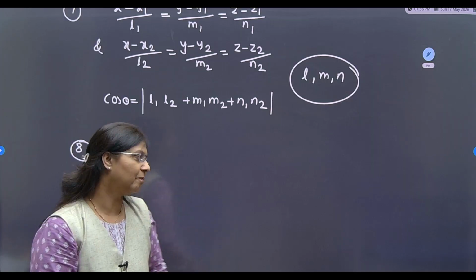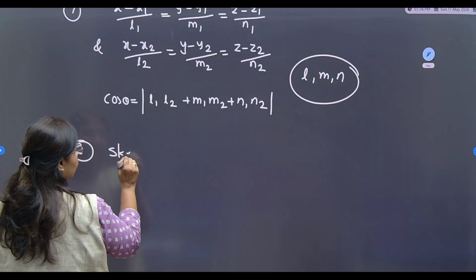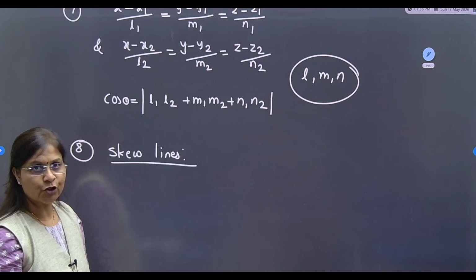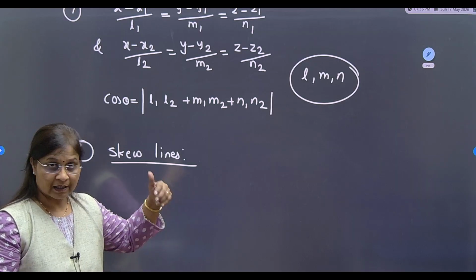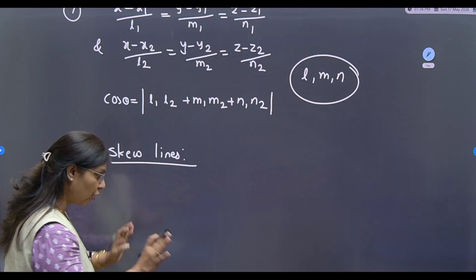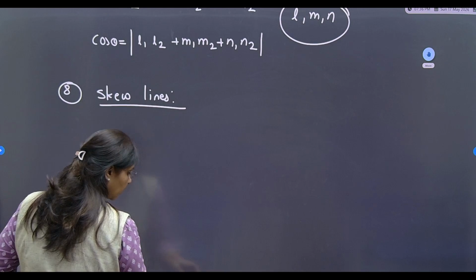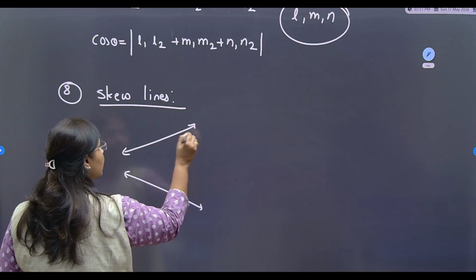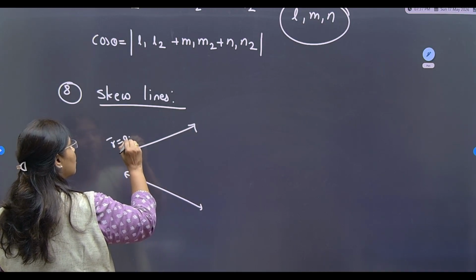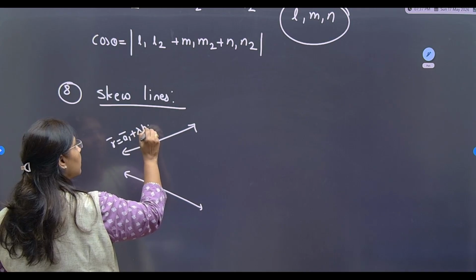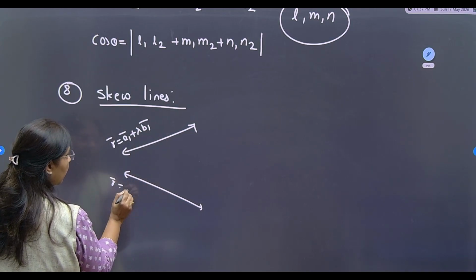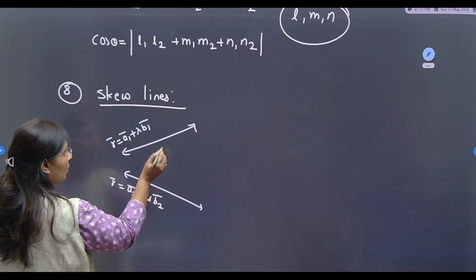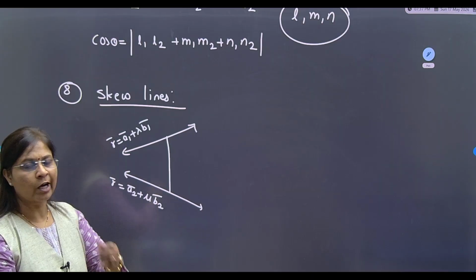Next, number 8: skew lines. Definition of skew lines: lines that are neither intersecting nor parallel are called skew lines. The equation of the first line is r bar equals a1 bar plus lambda b1 bar. The equation of the second line is r bar equals a2 bar plus mu into b2 bar. The question is to find the angle between the two lines.